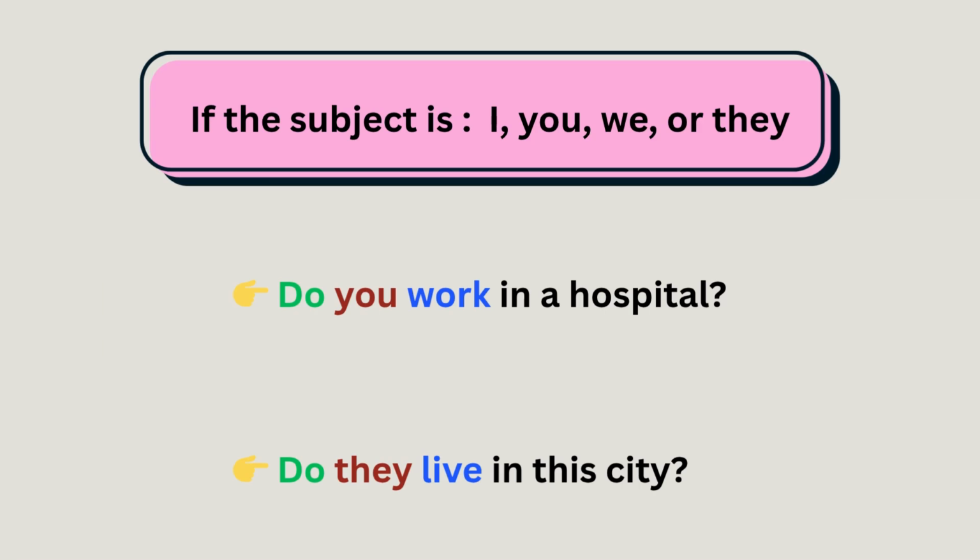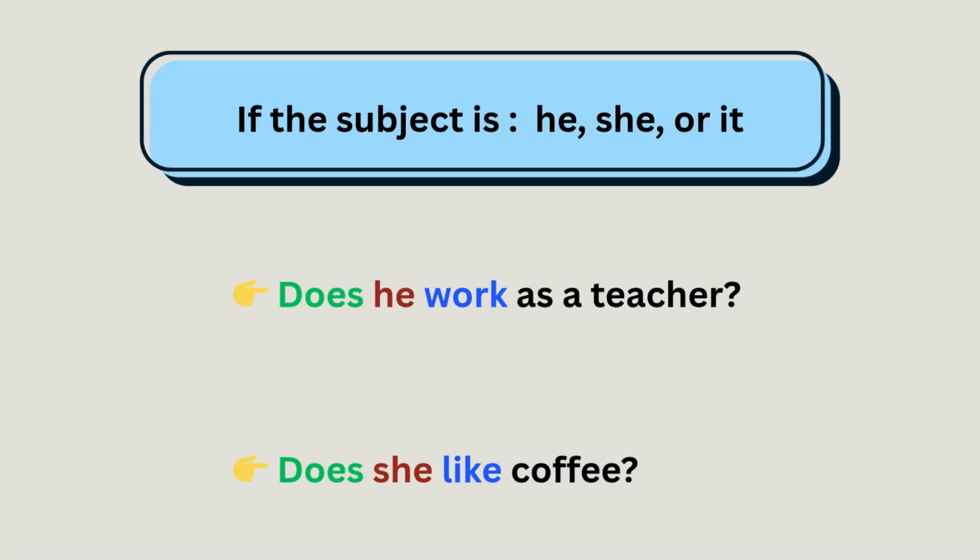If the subject is I, you, we, or they, we use "do." Do you work in a hospital? Do they live in this city? But if the subject is he, she, or it, we switch to "does." Does he work as a teacher?